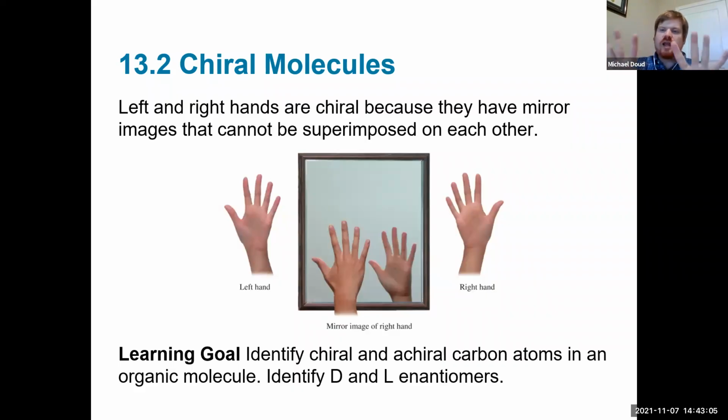Well, not really, right? They don't have the exact same structure. If I try to overlay my left hand on top of my right hand, no matter how I do it, I'll never get it perfectly lined up. They are mirror images of one another, but they are not the same. And this can also happen with carbon atoms, as we're about to see.